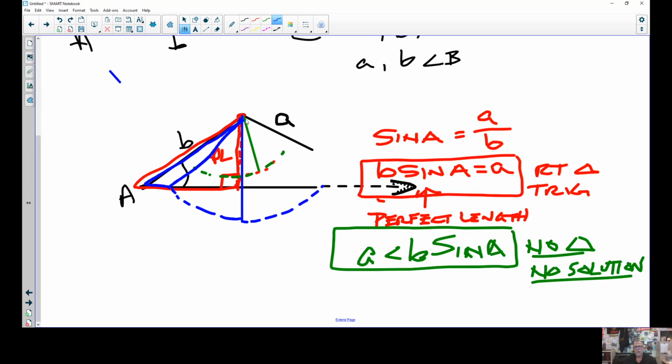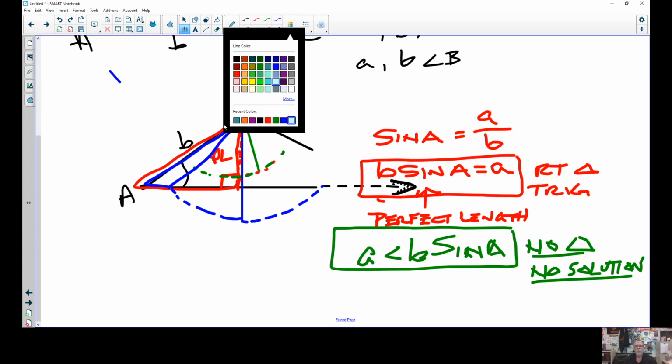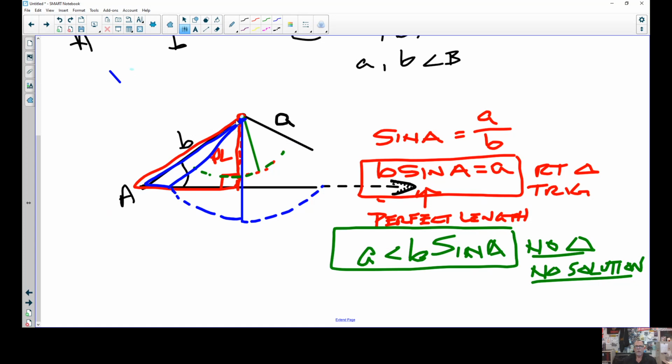It's really hard to trace on this. So it could make this triangle, or it could make, let me get a different color, blue, this triangle that still has this side, now goes out to here and goes across to here. All right, so we have two different triangles possible. And this happens when A is longer than the perfect length.